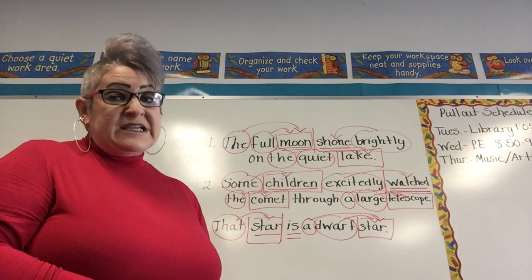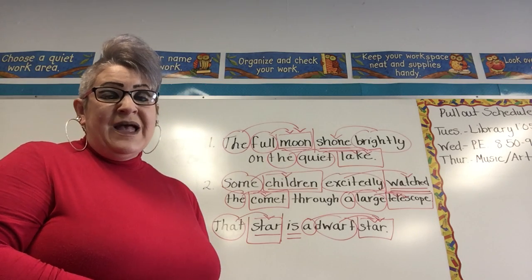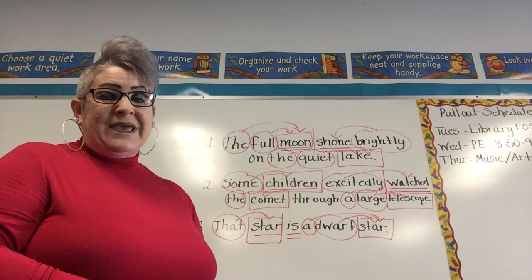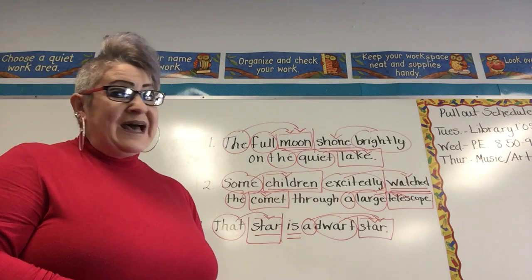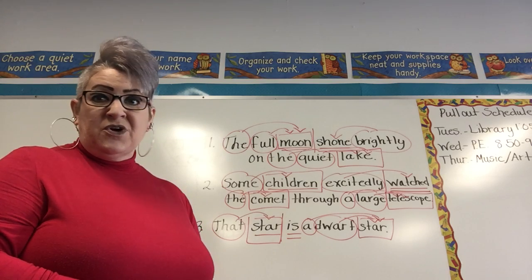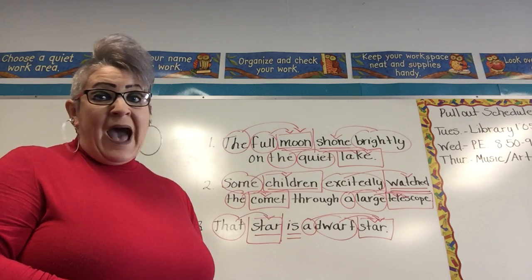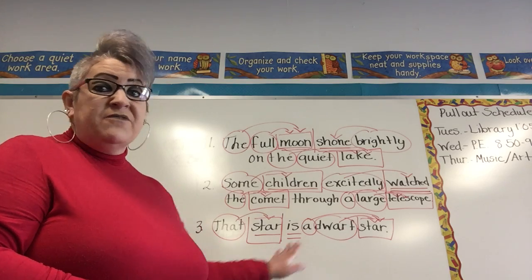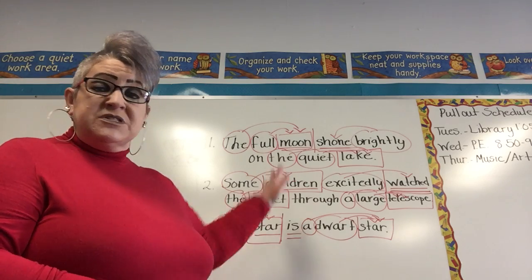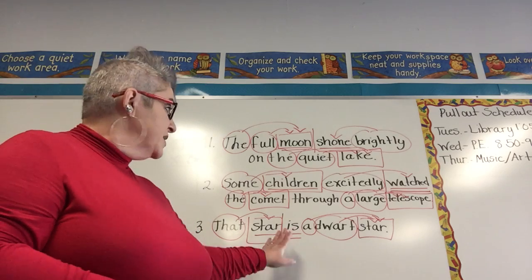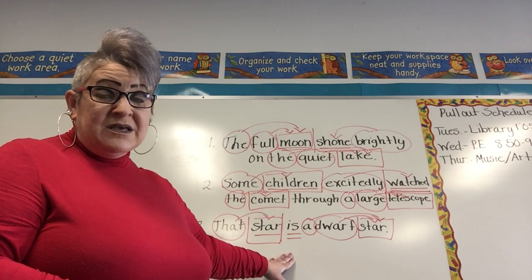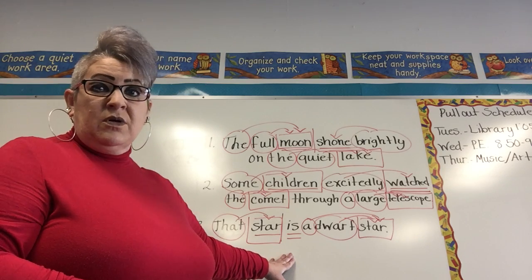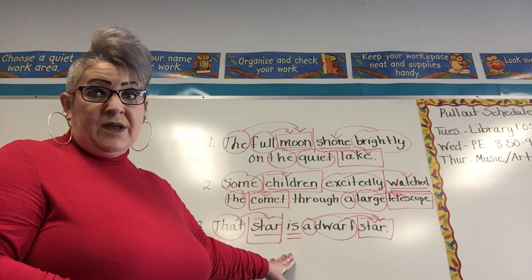Now, the next part is to find the adverb that describes the verb. Guess what? There is not an adverb in this sentence, boys and girls, so you won't have an adverb circled. So, pay very close attention. Most of these sentences will have an adverb, but this one does not. So you will not have to circle an adverb because there is not one.